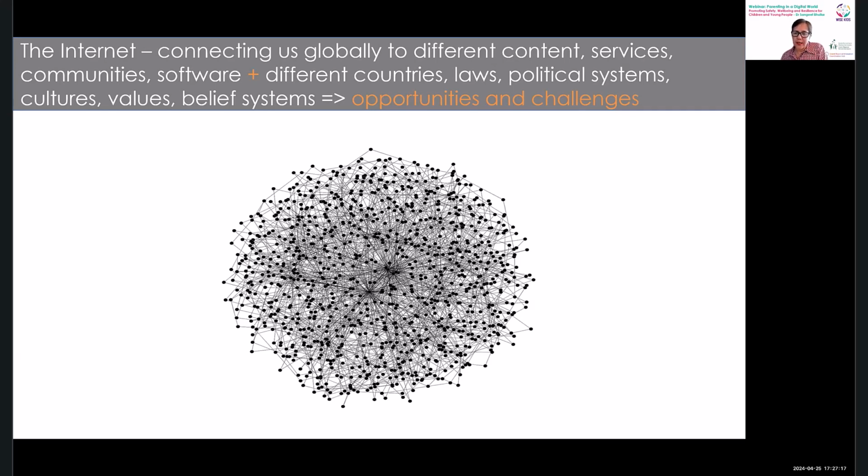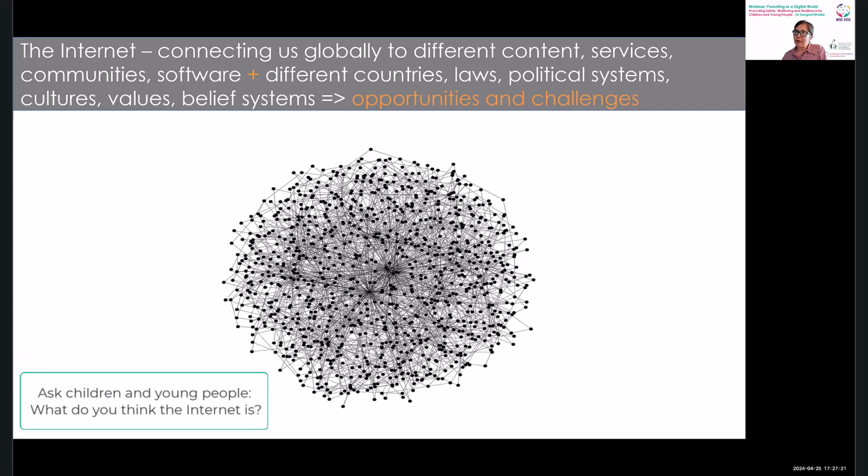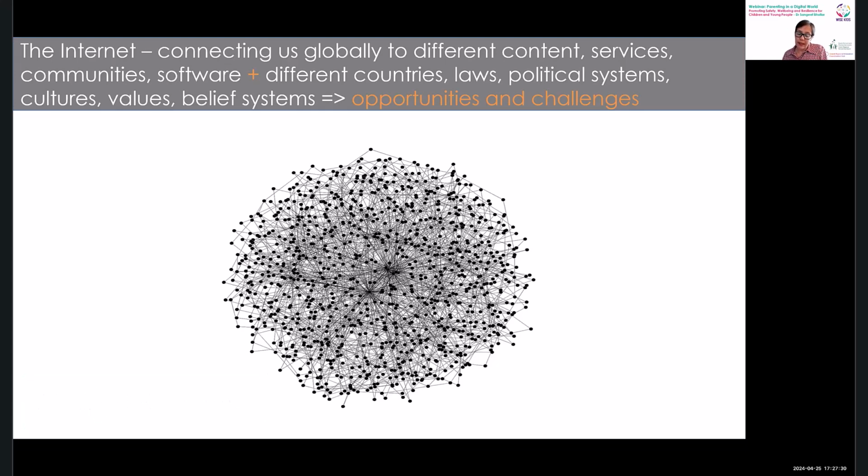And one of the first questions I ask children and young people is, what do you think the internet is? And often they'll say, oh, it's YouTube, or it allows me to connect with friends. And they go to the use of the internet straight away. Whereas what I'm trying to do really is enable them to think about the environment.